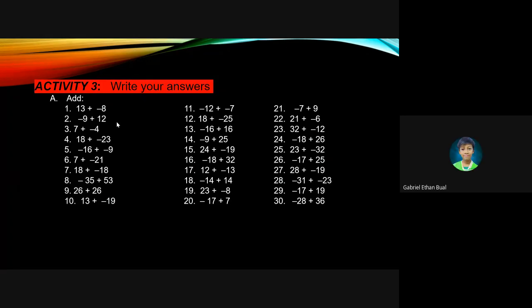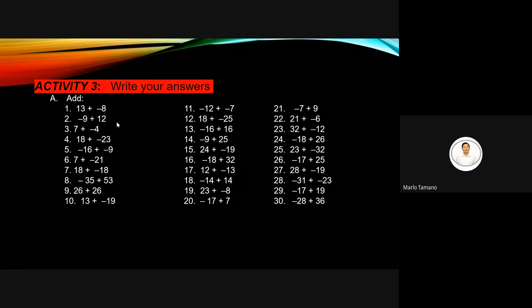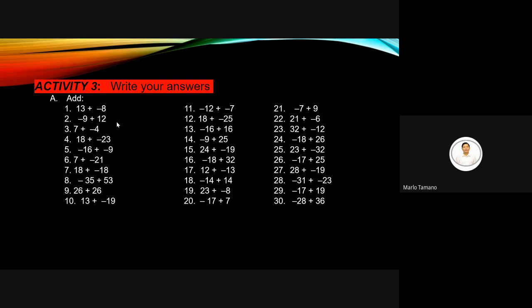Sige, number 1. Flores, positive 5 po. Flores, positive 5. Correct? So, we have 13 minus 8. Then, mas mataas po yung 13, yung sign niya na positive ang susundin natin.